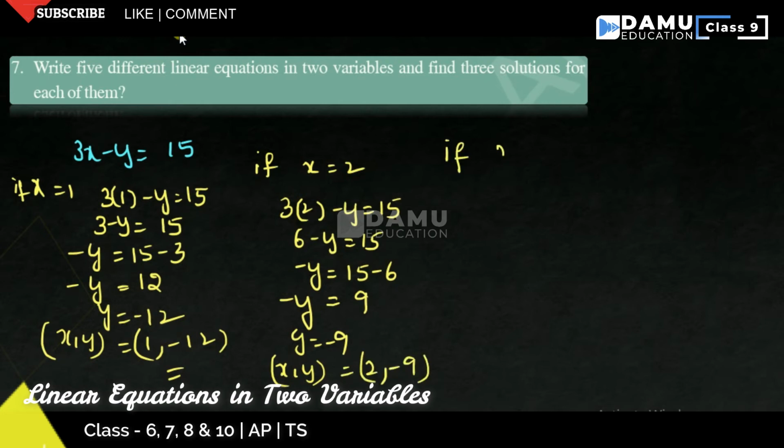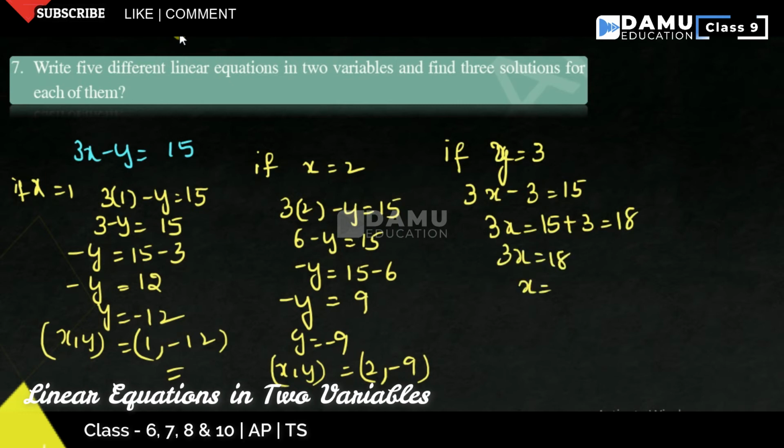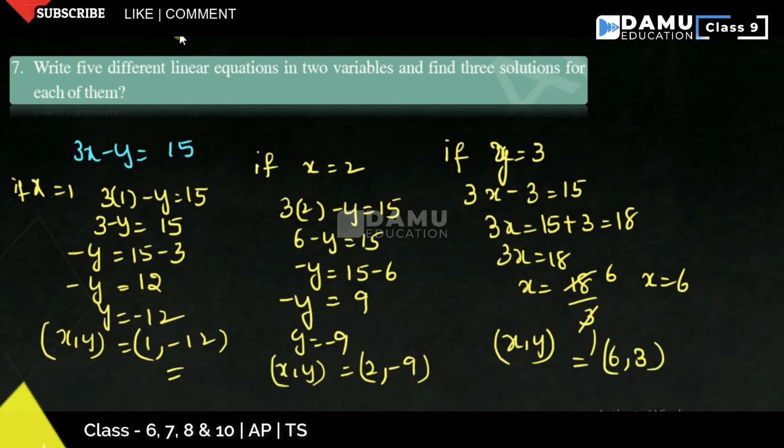Let's write if x is equal to 3. So we can take any x value or any y value. Let's take the y value equal to 3 here, then find x. So 3x minus 3 is equal to 15. Then 3x will be equal to 15 plus 3, that will be equal to 18. Then x will be equal to 18 by 3. So 3 sixes are 18, so x is equal to 6. So x comma y will be x is equal to 6 and y is equal to 3. So like this we need to find. We can take y values also to find the solutions.